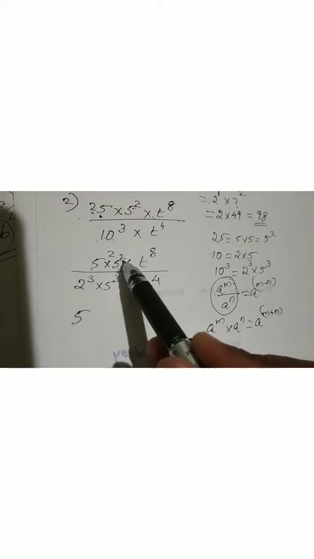Now we can apply a raised to m the whole by a raised to n, that is equal to a raised to m minus n, and before this we can do a raised to m into a raised to n is equal to a raised to m plus n. So 5 raised to 2 plus 2, 4, into t raised to 8 by 2 raised to 3. Nothing is there to add. Okay, so 2 raised to 3 only one time, write it there itself, into 5 raised to 3 is there itself, then t raised to 4.